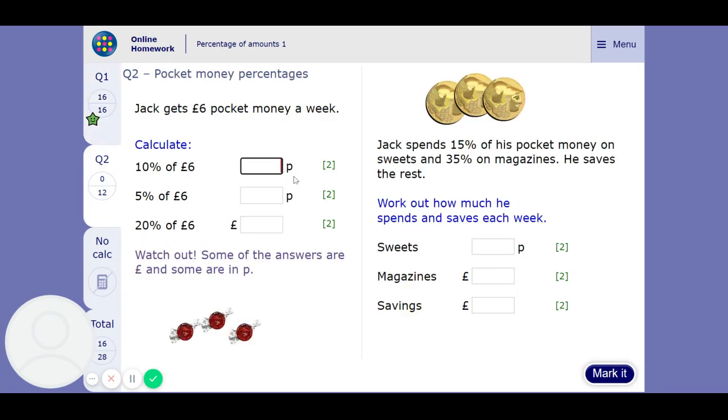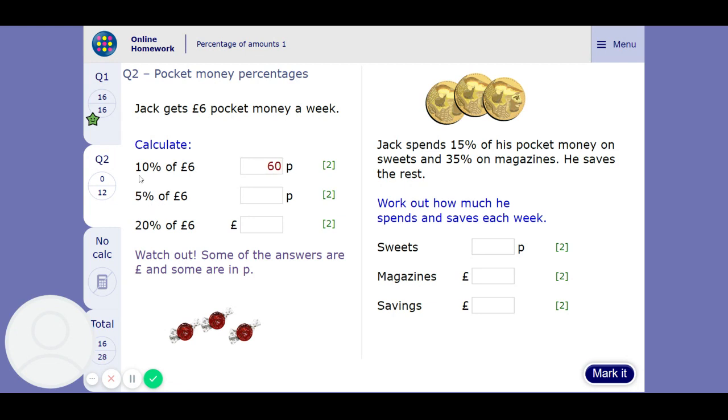And then let's have a look at the next one. So next one, similar sort of thing, but it's just now got a bit of real world context in it. So pocket money percentages. Jack gets £6 pocket money a week, so 10%. Now, normally you would move in the decimal point and you get 0.6, but you don't say I've got 0.6 pounds, that's 60 pence. You've got to know how to deal with money.